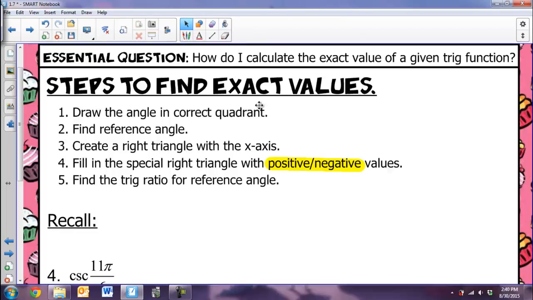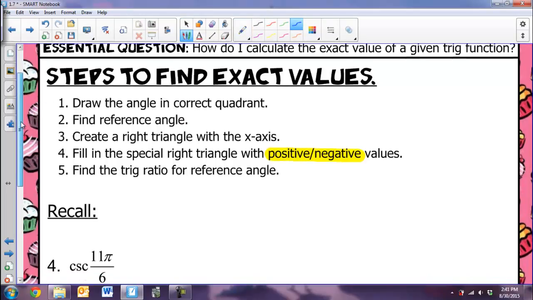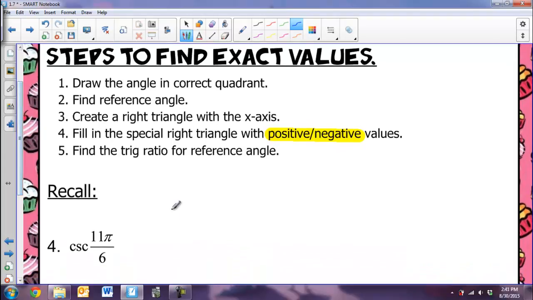You have to remember that now we're dealing on a coordinate plane. Okay, and then we find the given trig ratio for the reference angle. Again, you paused if you needed to write that down. Now we're going to go and look and remember some of our special angles.